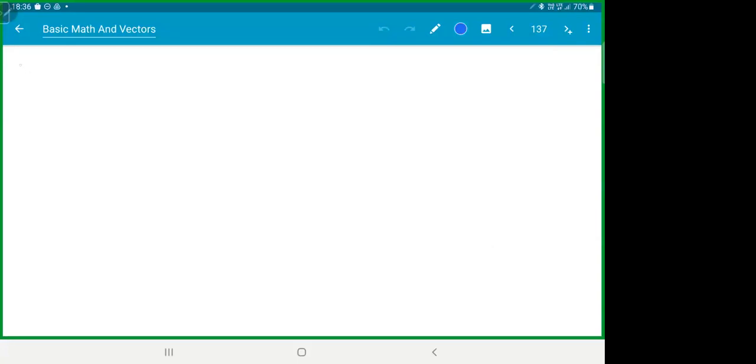So these are the main things. A bar dot B bar can be written as mod A, mod B cos theta. So what is the meaning of this exactly? Let's say you have two vectors, A bar and B bar.